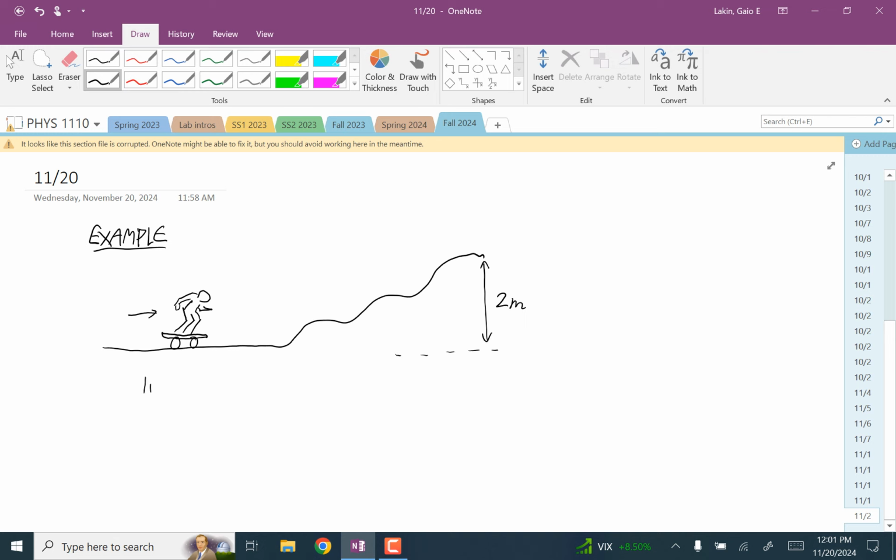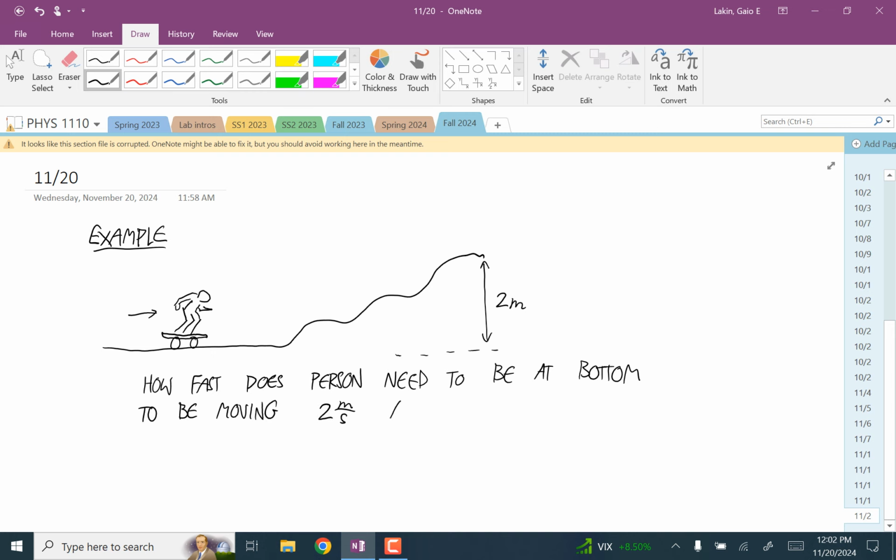And we want to know how fast does the person need to be at the bottom of the hill to be moving at 2 meters per second at the top of the hill.